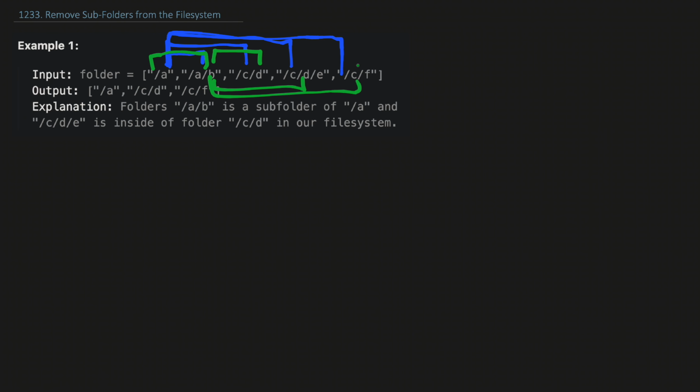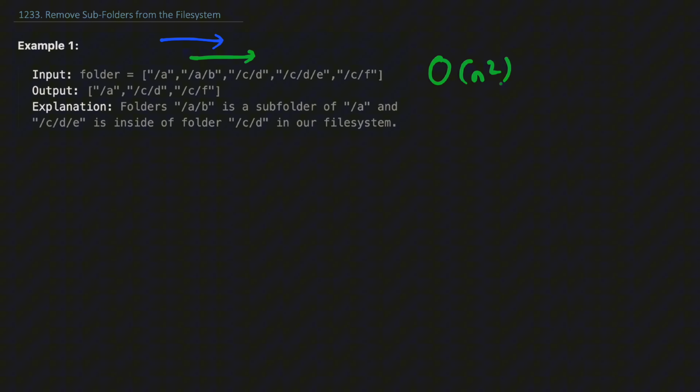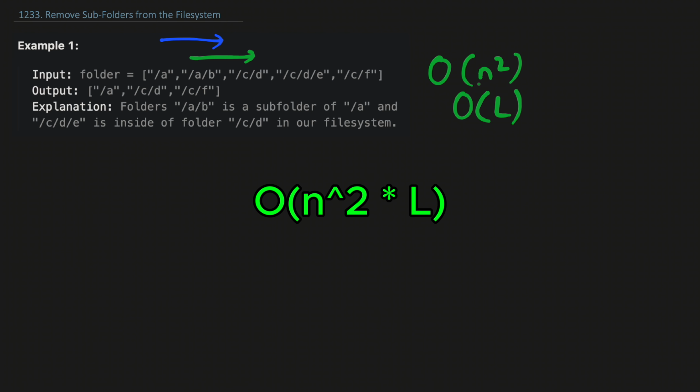But this approach is very expensive with time complexity of O(n² × L), where n is the number of folders and L is the length of the paths. Because first we iterate through each of the n folders and then for each folder we compare it with every other folder, resulting in nested loop of O(n²). And then for each folder pair we check if one folder string starts with another folder string or not, and that takes O(L) time, where L is the average length of the paths. So because of this, the time complexity here is O(n² × L).